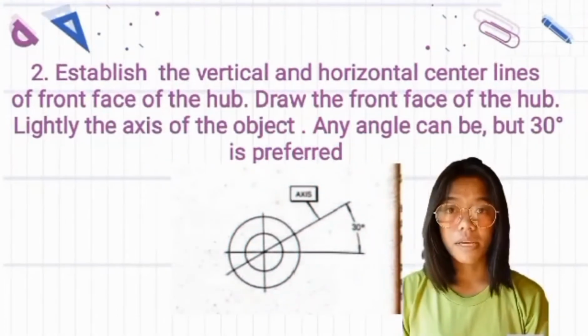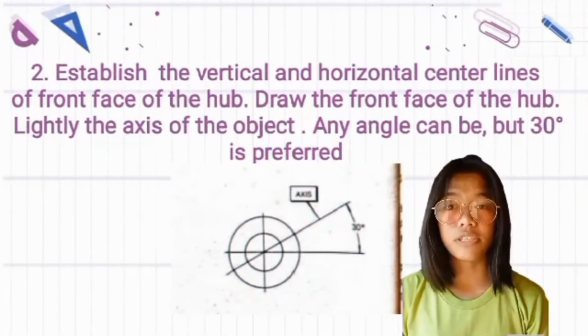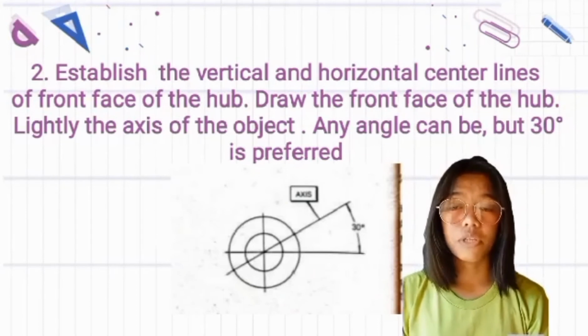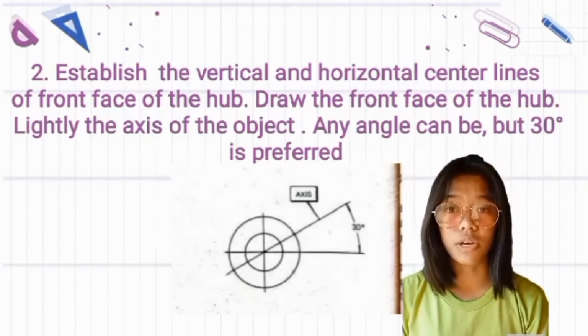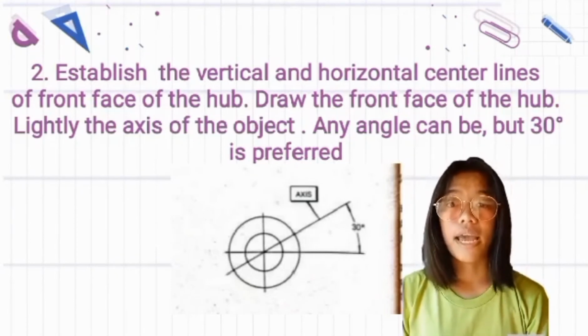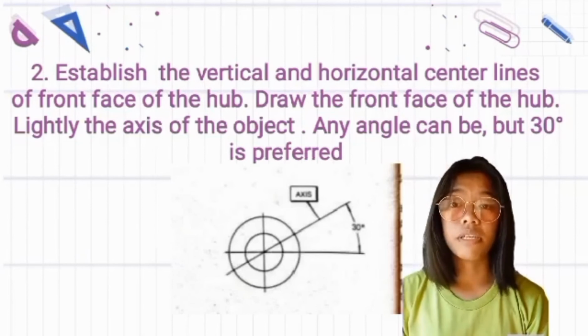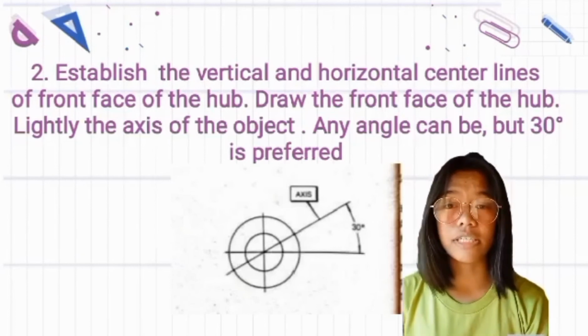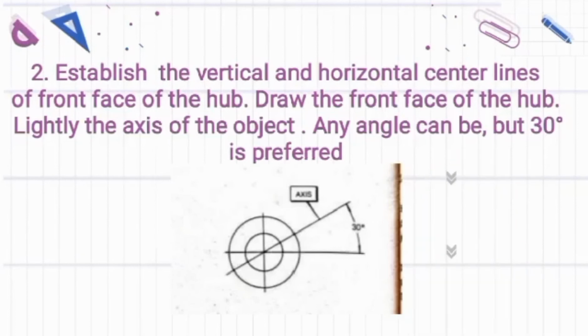Second step, establish the vertical and horizontal center line of the front face of the hub. Draw the front page of the hub. Lightly draw the axis of the object. Any angle can be used, but 30 degree is preferred. Sinasabi naman dito sa step number 2 is maaari din gamitin ang anumang anggulo. Ngunit mas okay syempre yung preferred dun sa 30 degree.